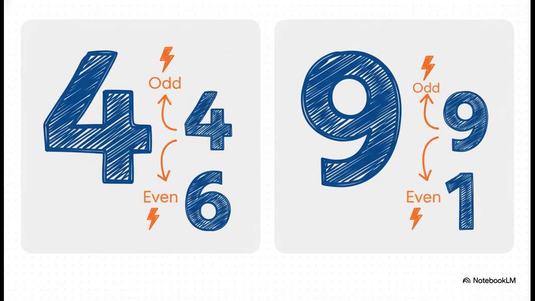So here's the takeaway. For any number ending in 4, if the power is odd, the unit digit is 4. If the power is even, it's 6. And for a number ending in 9, if the power is odd, the unit digit is 9. If it's even, it's 1. That's it. All you have to do is just glance at the exponent and see if it's odd or even.